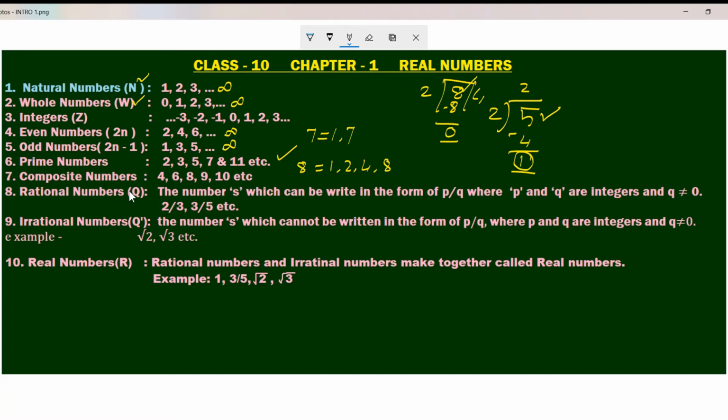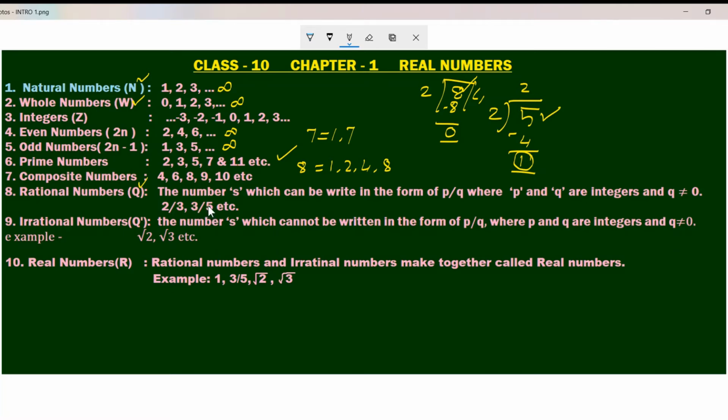Next one is rational numbers. Rational number is denoted by the letter Q. We can define rational numbers as the numbers which can be written in the form of p upon q, where p and q are integers and q should not be 0. Here I have written two examples, 2 upon 3 and 3 upon 5. You can see 2 and 3, p and q both are integers, and q is not 0 here, so this is a rational number. The same like this also, 3 upon 5 is also a rational number.